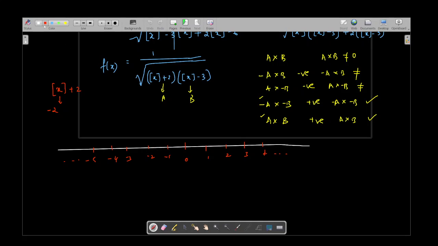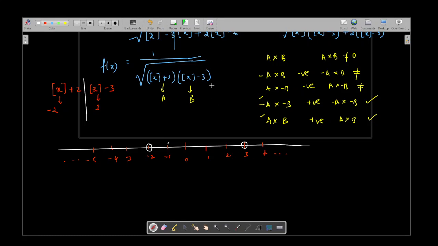From here to minus 2, this is not permissible. Let's come back to this later. Now we have [gi of x] minus 3. Whenever [gi of x] is 3, this becomes 0. So that is also not permissible.